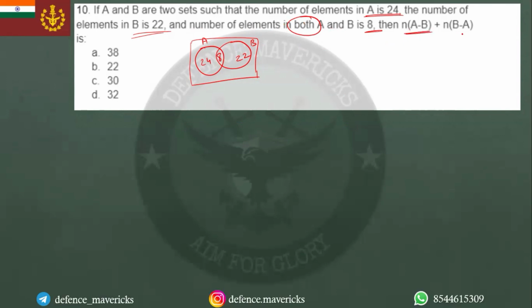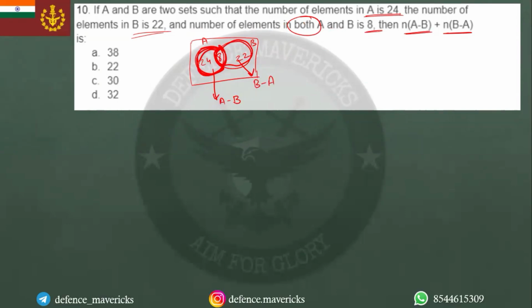Then what is n of A minus B plus n of B minus A? See, very easy. अब A minus B क्या है? A minus B is this part. ठीक है. यहाँ पे A minus B तुम्हारा खत्म हो जाएगा. ठीक है. And similarly B minus A क्या होगा फिर? B minus A होगा ये part. Now you have to just add the cardinality of both of them.